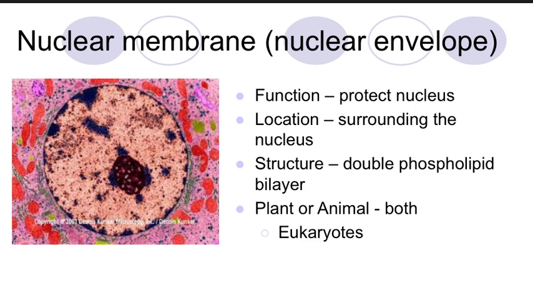So it's kind of interesting. It's not just a single layer, it's actually two bilayers. So it's a double bilayer. This is obviously only going to be, once again, in eukaryotes because we're talking about a nucleus. It's going to be animal cells, plant cells, protists, amoebas, things like that, but it's got to be in eukaryotes.